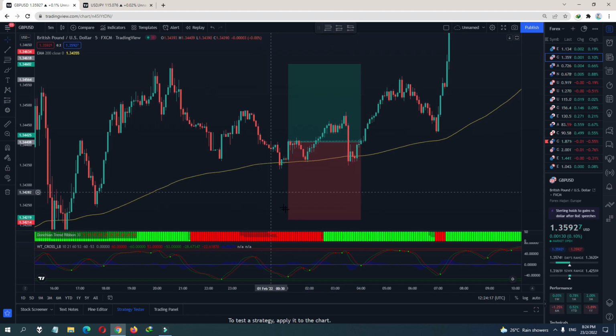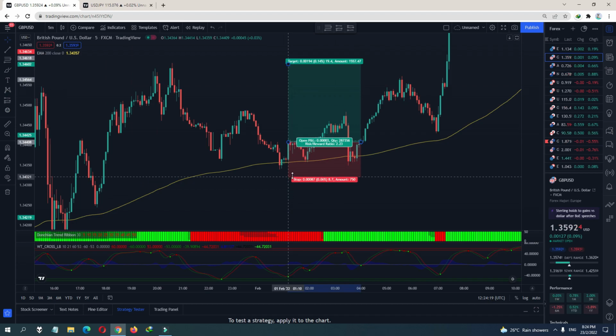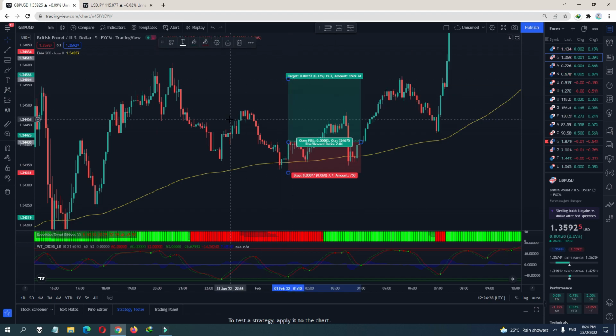You can buy here. So stop loss is the last swing low. So here's my stop loss. So you can target 1 to 2, or 1 to 1.5. Here we have a signal as well, but we get stopped out here.